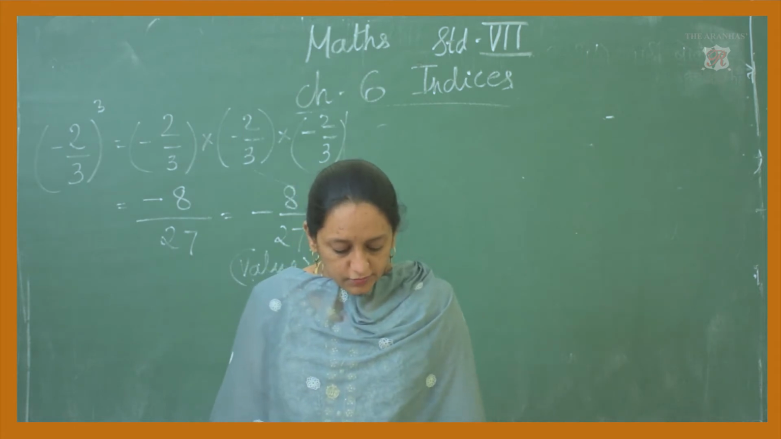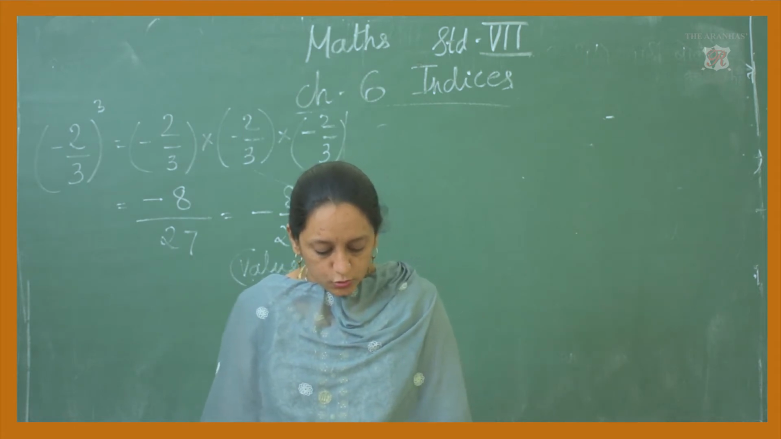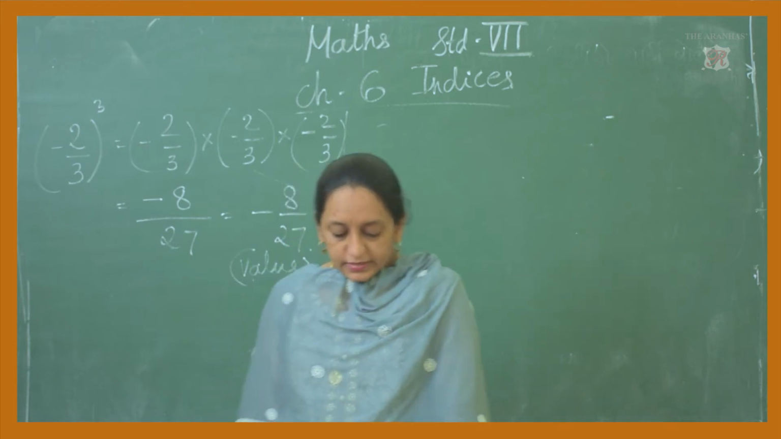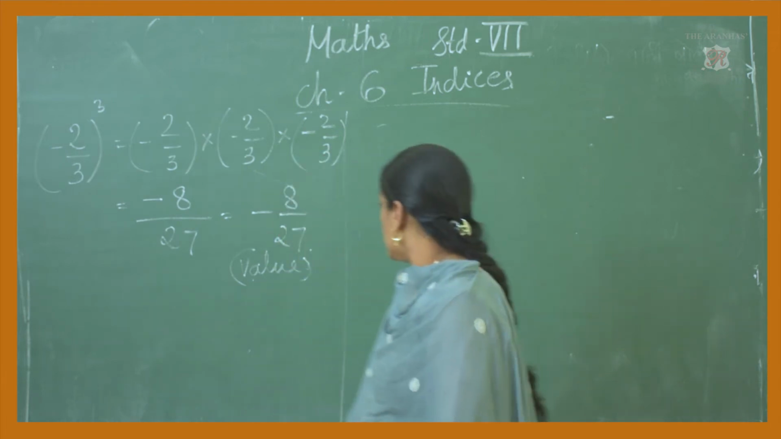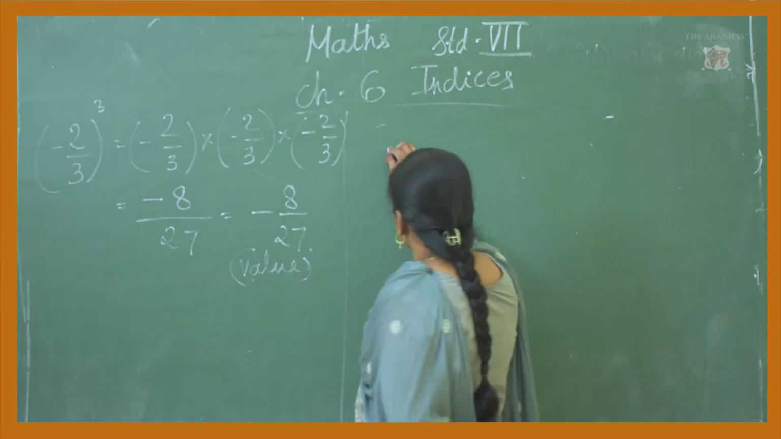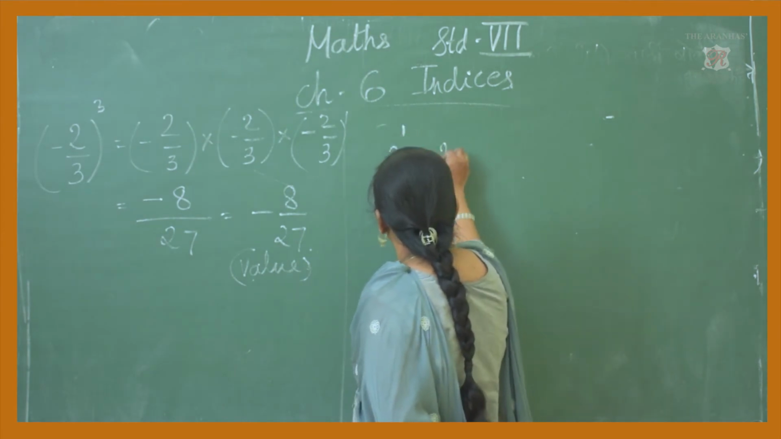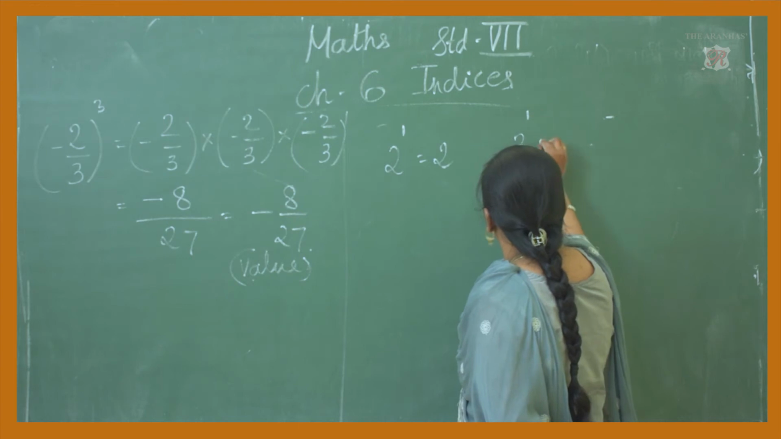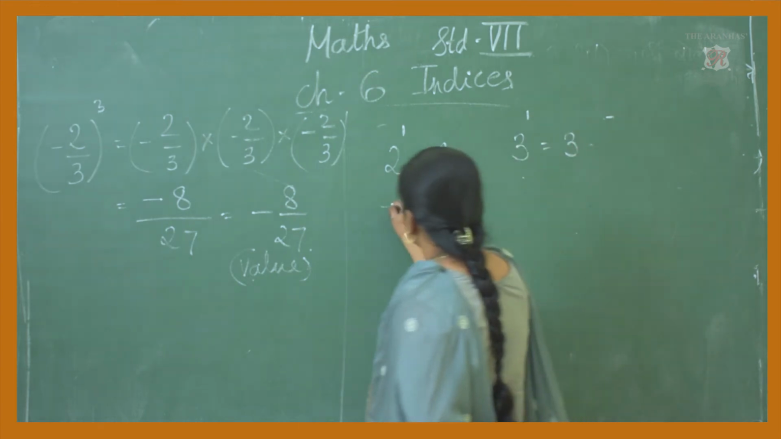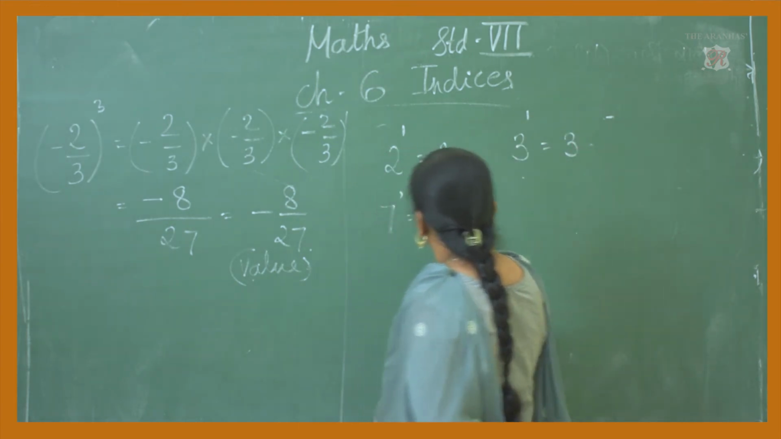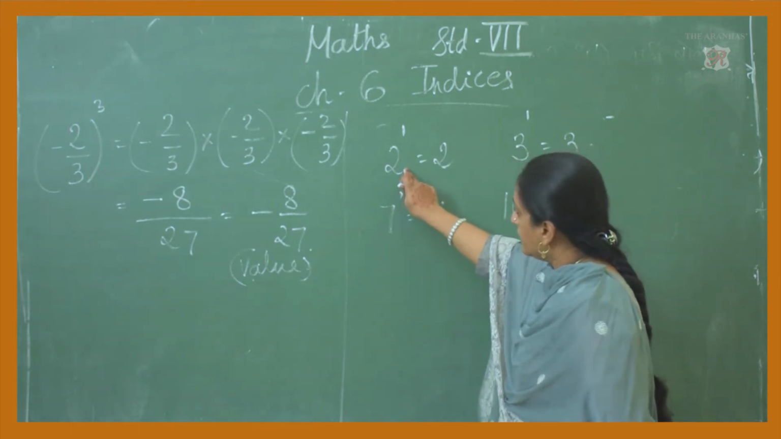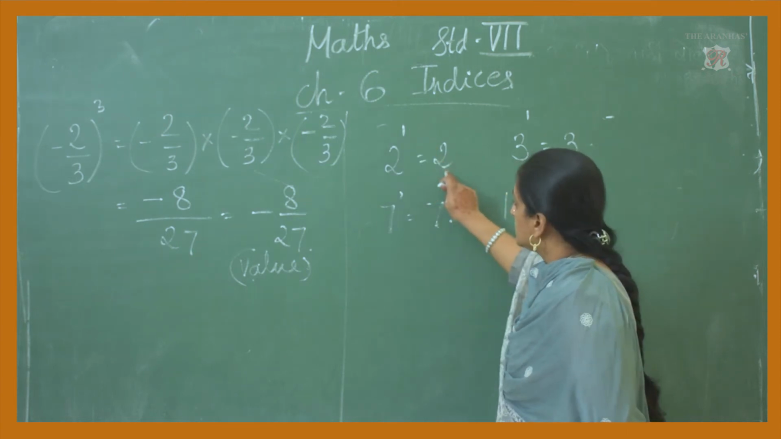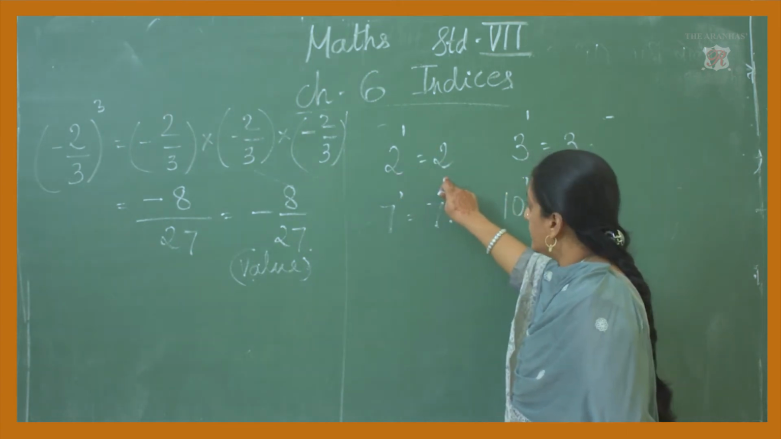Now, one more thing they have given. Note that 7 raised to 1 equals to 7. 10 raised to 1 equals to 10. That is, the first power of any number is that number itself. They have given 2 raised to 1 equals to 2. 3 raised to 1 equals to 3. 7 raised to 1 equals to 7. 10 raised to 1 equals to 10. Any number raised to 1, the answer will be the same number.